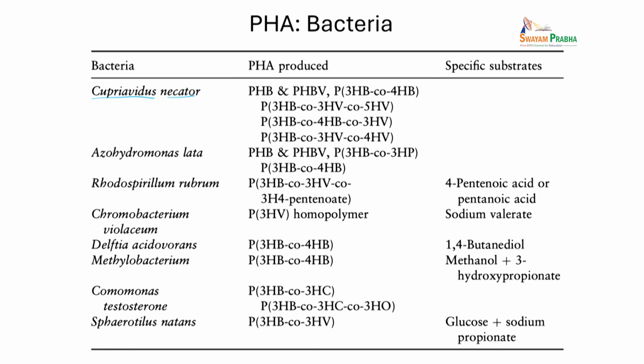So you can see that it produces PHB, PHBV copolymer, and also various other copolymers. And there are a few other enzymes, and then there is a corresponding list of copolymers that is generated. They have also said something about, for each of these bacteria, what specific substrate should be provided so that they can produce these particular polymers. So you can see most of them are actually copolymers, depending upon the different types of bacteria.